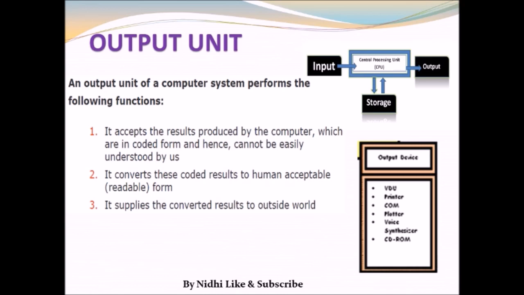Okay, so a few examples of output devices are given here: video visual display unit, printer, computer output microfilm, plotter, voice synthesizer, CD, DVD, etc. Okay, so now you can see here what is the work of an output device.